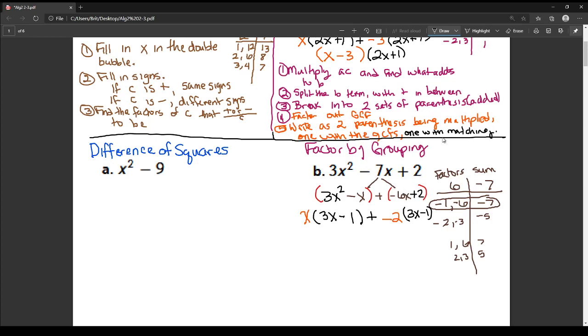Alright, and then step 5 is to write as 2 sets of parentheses being multiplied. Okay, so one of them is going to be the GCFs, and one of them is going to be this copied set of parentheses, or the matching set of parentheses, whatever you want to call it. So my GCFs were x and a negative 2. So there we are in the factored form.